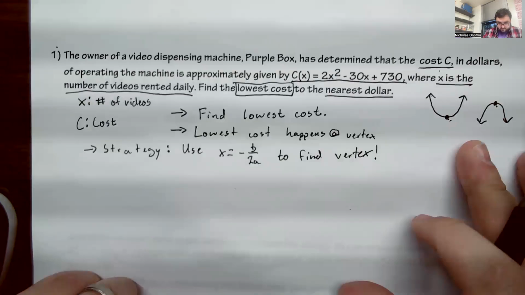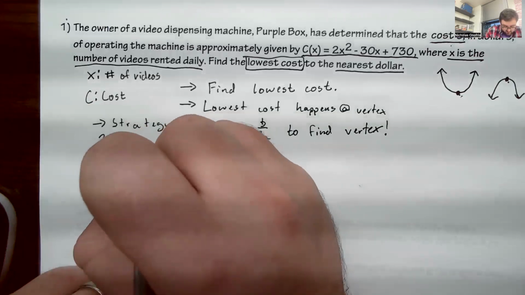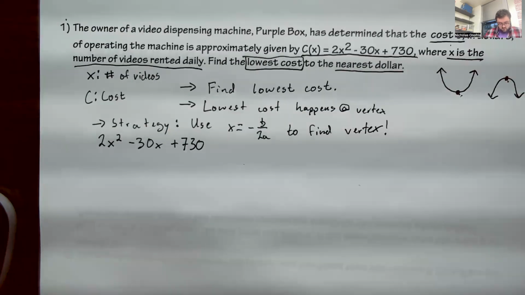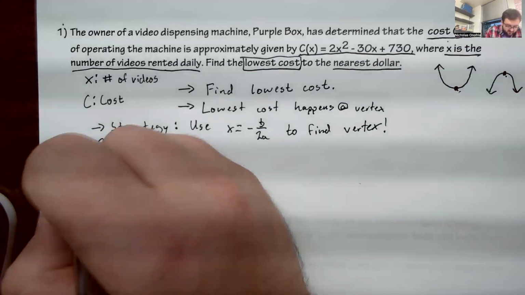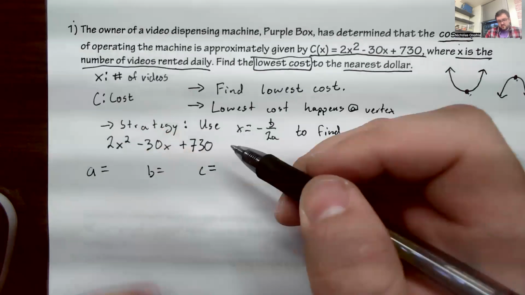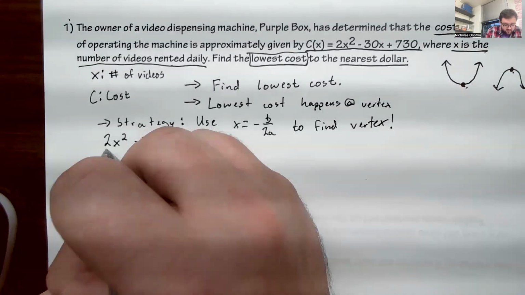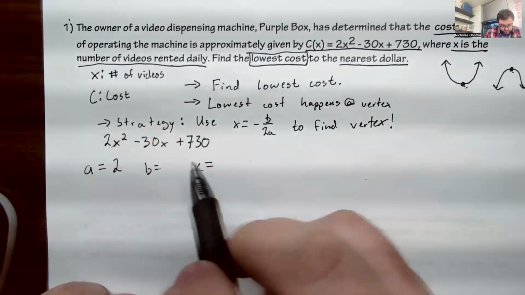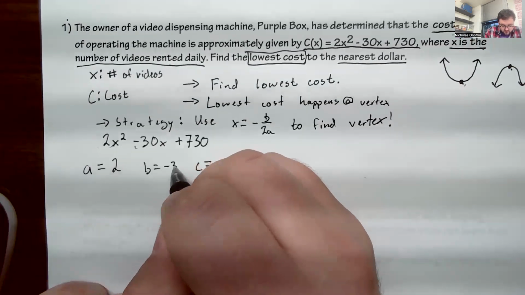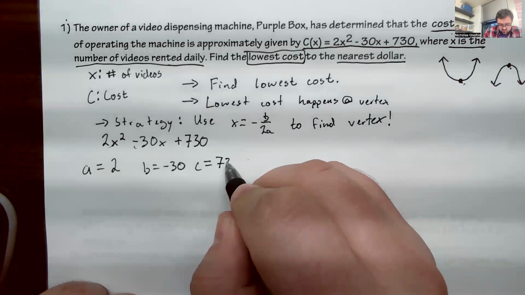So let's look at our equation. 2x squared minus 30x plus 730. We always start by identifying our A value, our B value, and our C value. If you look back at last class's notes, we noticed that our A is the number in front of our x squared. So A is 2. B is our number in front of the x, negative 30. And C is our number at the end, 730.